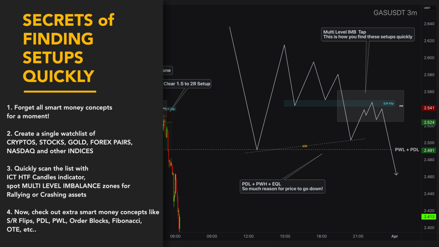and use all other smart money concepts. Targets like equal lows, equal highs, PDL, PWL, daily or weekly imbalances, or other concepts like SR Phillips, Fibonacci, optimal trade entries, and so on. All these come later as secondary steps. So the first thing you shall do, spot the POI area with our beloved indicator. The rest of the smart money comes later.